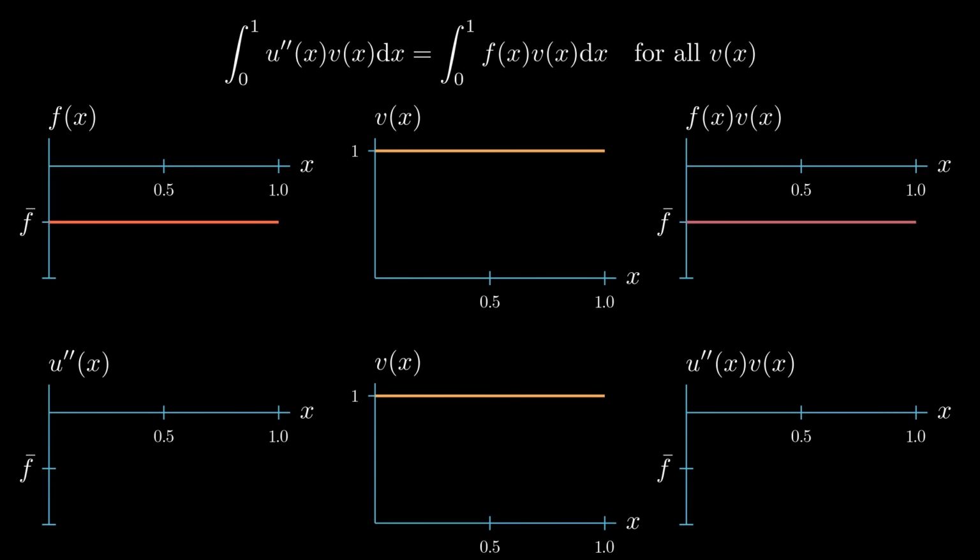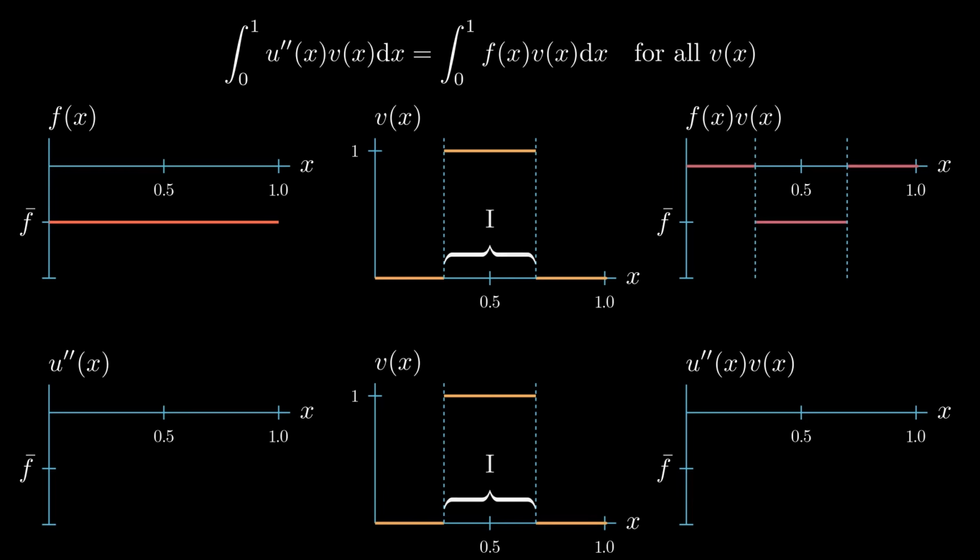We can conclude that by choosing a test function of constantly 1, we force the integral of u double prime to be equal to the integral of f. However, we don't obtain any further information about how u double prime should look like. But the weak formulation must hold true for any test function. So let's see if we can construct a test function that is more useful for getting information about how u double prime looks like. Let's start with a test function that is 1 over an interval I and 0 elsewhere.